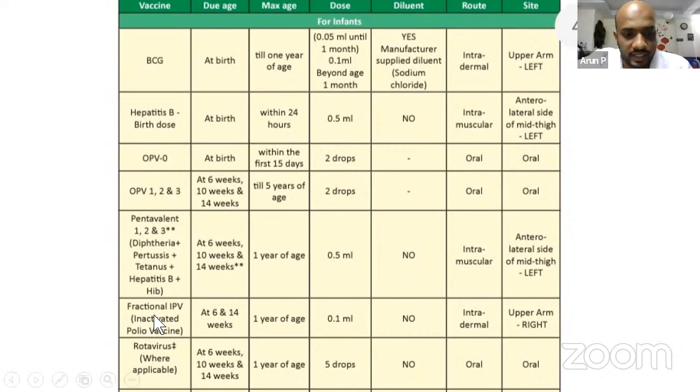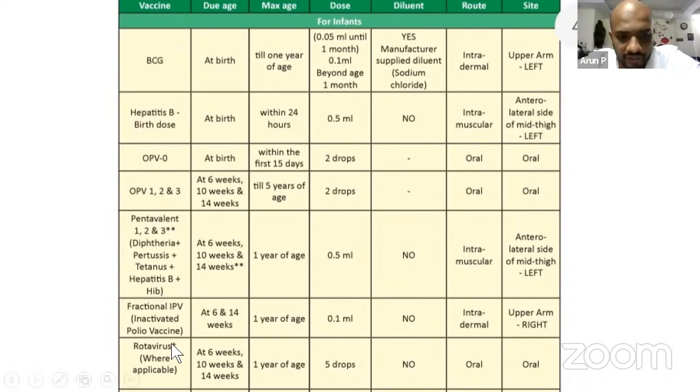You also have fractional IPV. Fractional IPV is given at 6 and 14 weeks. IPV stands for inactivated polio vaccine. It is given 0.1 ml intradermal, in the upper arm. So two vaccines are given intradermal. One is BCG, which is given in the left arm. Second is fractionated IPV, which is given 0.1 ml on the right arm.